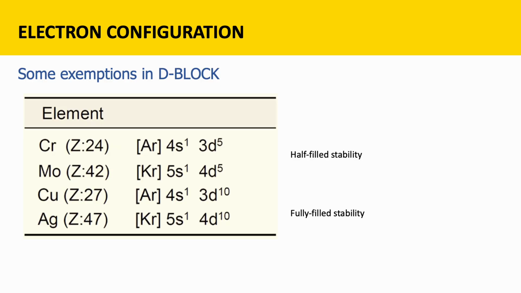Okay, silver should be 5s2 4d9. Okay, since mas stable the fully filled electron configuration of your silver, then it would actually be safer for this element to have a configuration of 5s1 and 4d10. Okay, similar to your copper and silver.